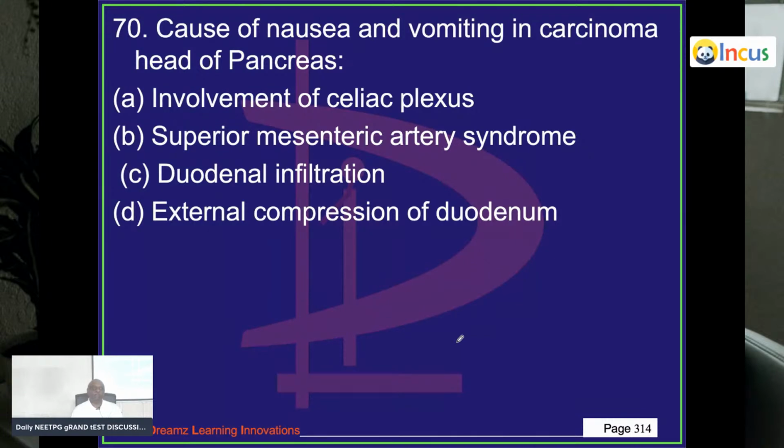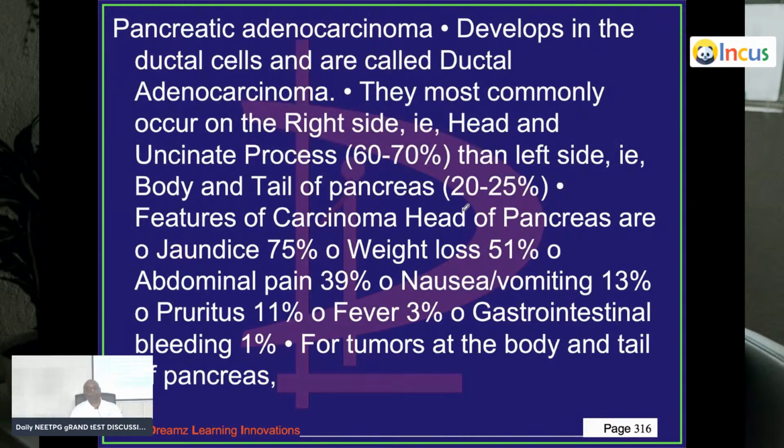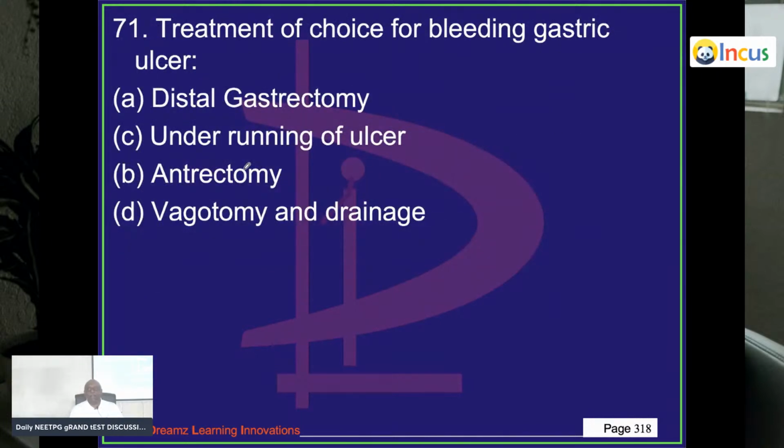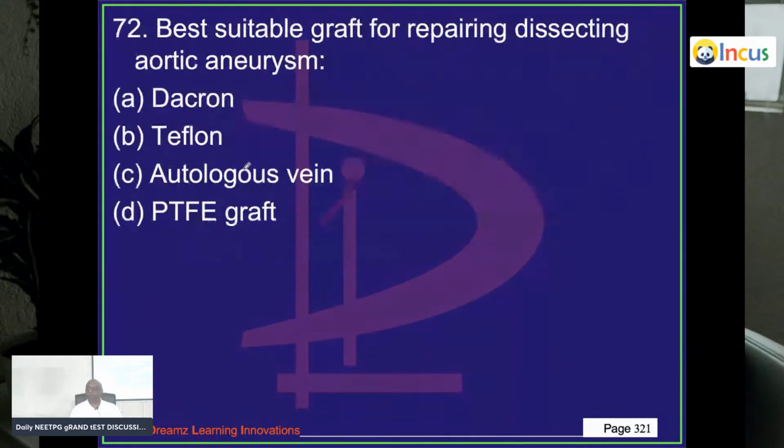What is the cause of nausea and vomiting in carcinoma head of pancreas? It is the external compression of the duodenum, which leads to the nausea and vomiting whenever the duodenal C loop is being compressed. Treatment of choice for bleeding gastric ulcer is antrectomy. A suitable graft for aortic aneurysm? Huh?